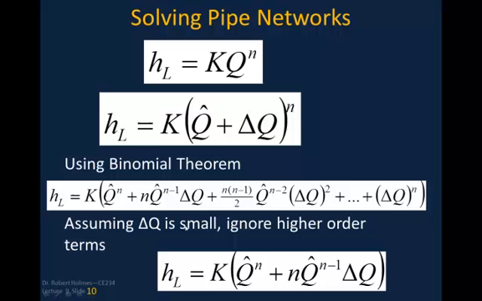And so I'm going to assume that delta Q is small, so I can get rid of these higher order terms, which is these that are squared and so on. And so I end up simplifying it and saying that the head loss is equal to K Q hat n plus n Q hat n minus 1 times delta Q.